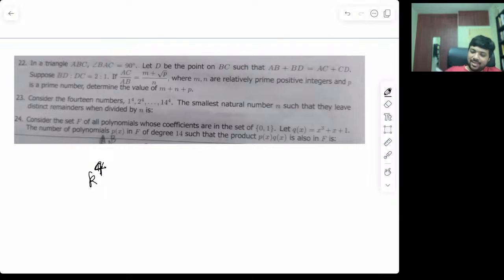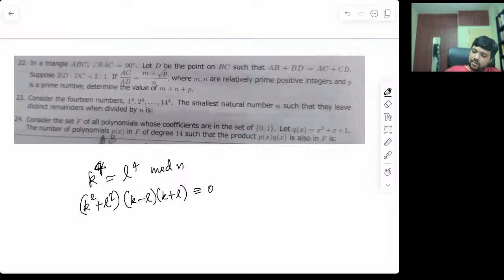I think k power 4 should not equal l power 4. So when does k power 4 equal l power 4 modulo n? They leave distinct remainders, so the only solution should be k equal to l, which means you should factorize. (k square plus l square) into (k minus l) into (k plus l) is equal to 0 mod n. Basically you should have n such that you don't have any k plus l that is 0 mod n.